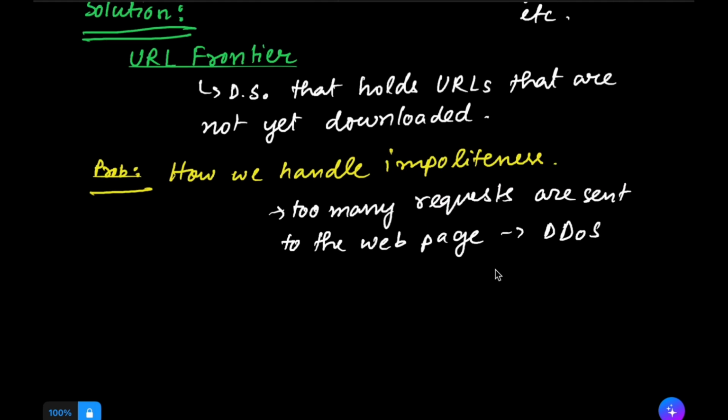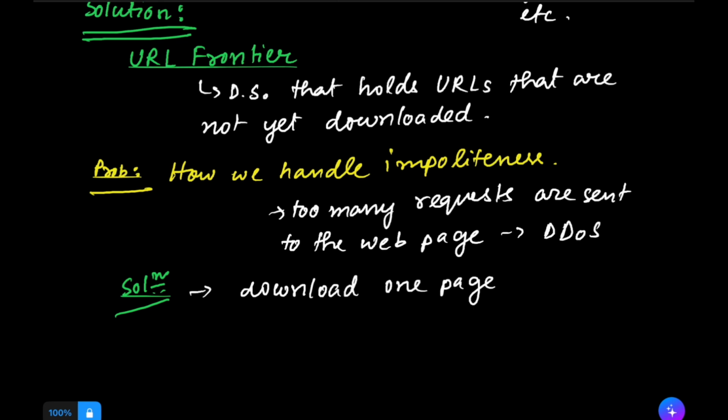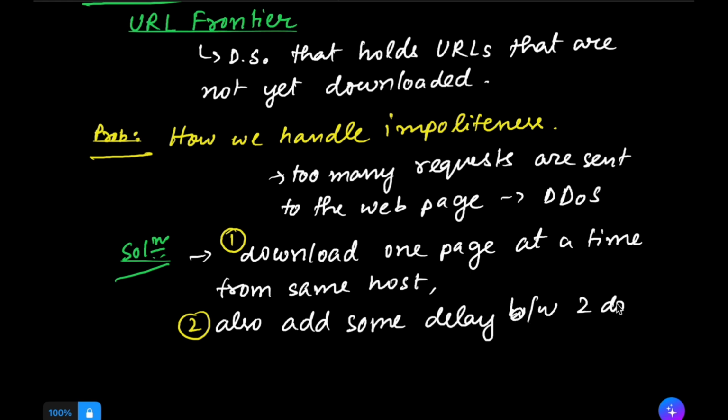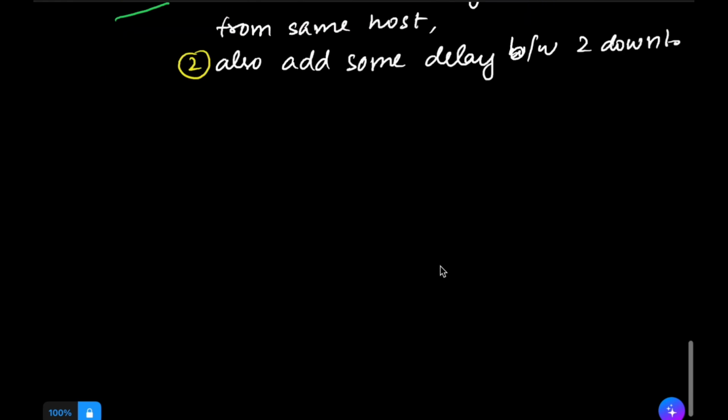The solution for this is we download one page at a time for a particular host name, for a particular domain. We download one page at a time from the same host, and we can also add some delay between two downloads from the same host. This is one of the workarounds we could have. So we download one page at a time, not multiple pages simultaneously from the same host, and also add some delay between two downloads.